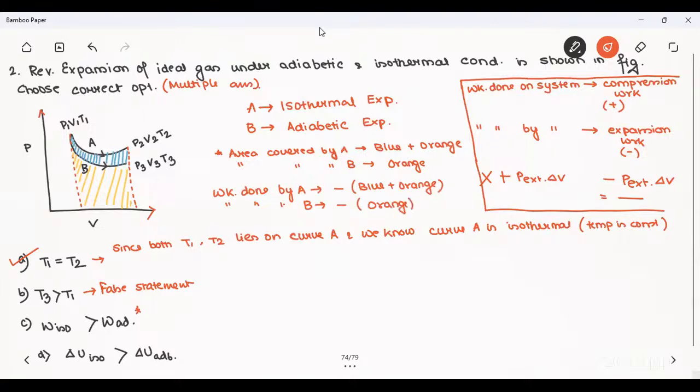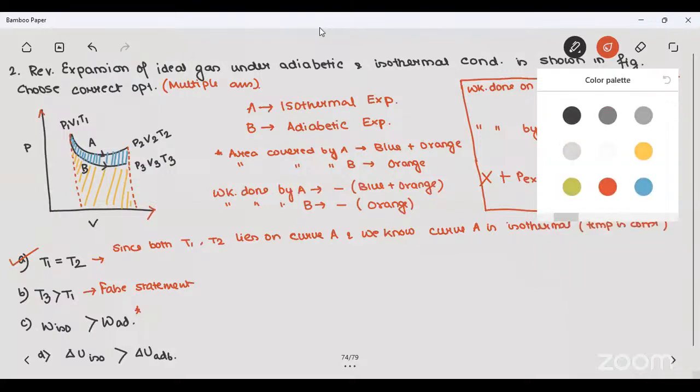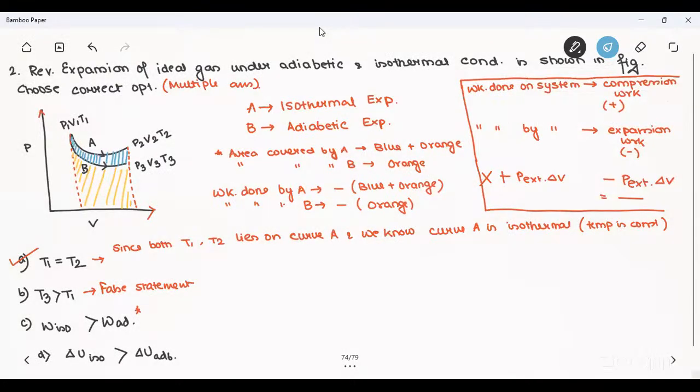Okay. So now, just to make you understand, I am considering a value. Suppose this blue plus orange together is 5, and this orange value is 3. So this is negative 5 and this is negative 3. Now you tell me, among negative 3 and negative 5, which is bigger?